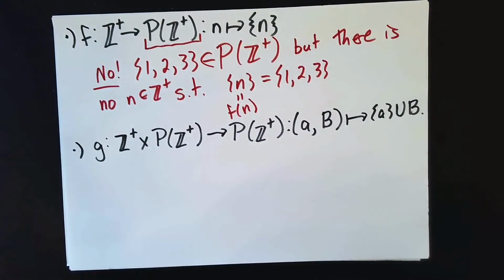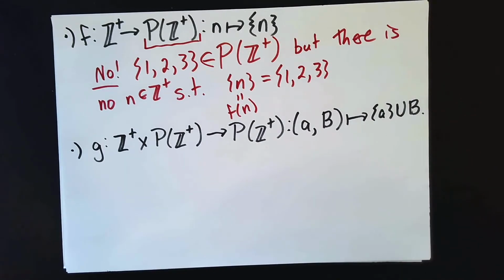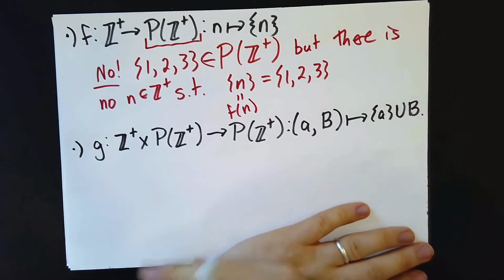Here's another example with some power sets floating around, just to make sure we understand that this concept of being onto is really not related to particular sets of numbers or real numbers or anything of that sort. It can really apply to any sort of function. So here, what's going on?